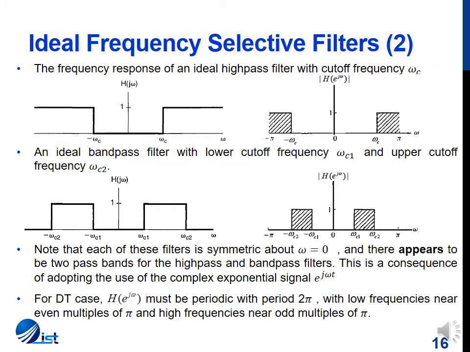And as I said, for the discrete time case, H of e to the j omega must be periodic with period 2 pi. So you can see in your book the frequency response between 0 to 2 pi. I have given you the response between minus pi to pi. So the low frequencies are the ones near even multiples of pi, or 0, and the high frequencies are the ones near odd multiples of pi, or 3 pi. If you are observing the response between 2 pi to 4 pi, the response near 3 pi would be higher frequencies.